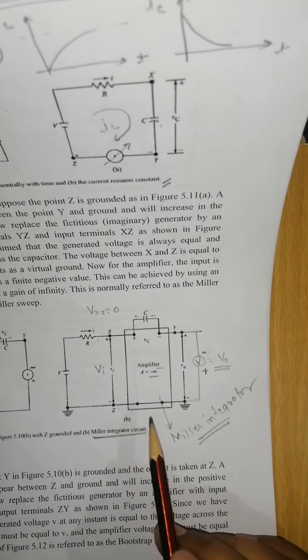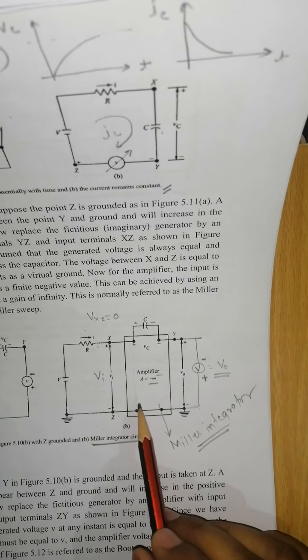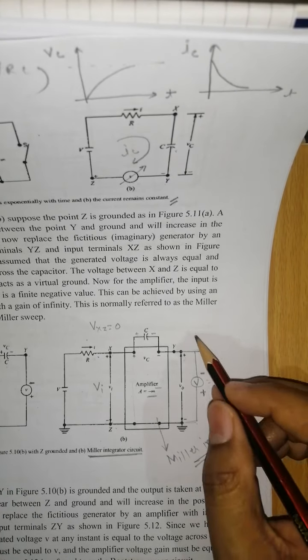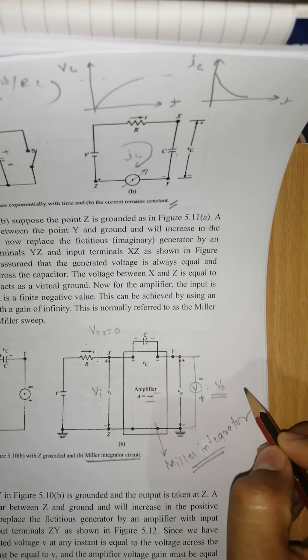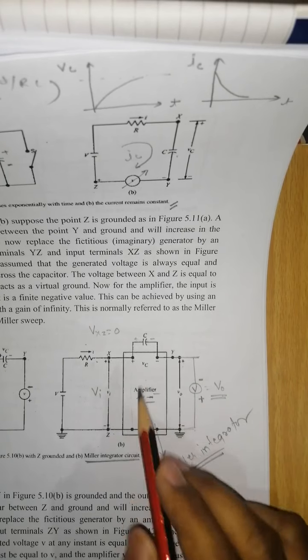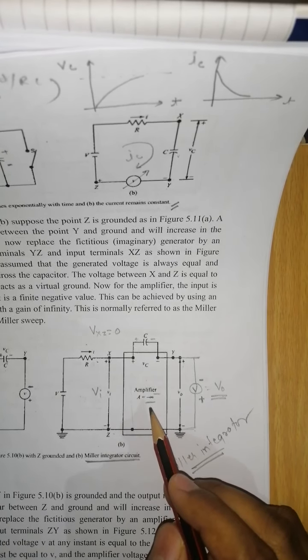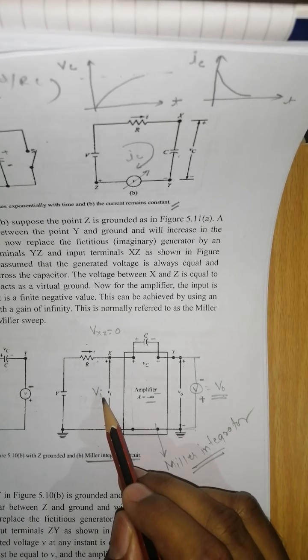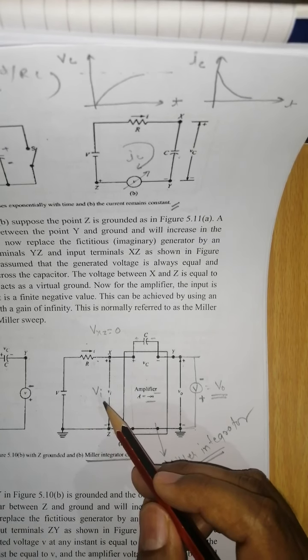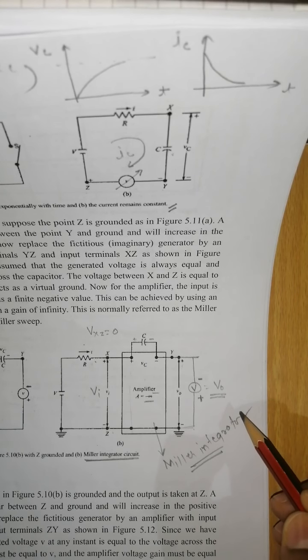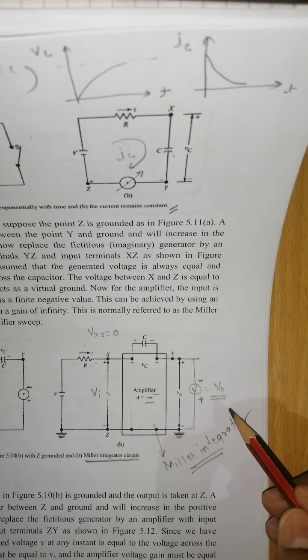Okay, so this is the basic philosophy of the Miller integrator. It means we will get a negative sweep with respect to time at the output of this circuit, and that's why it is an integrator. You are applying a positive voltage and you are getting a negative sweep at the output.